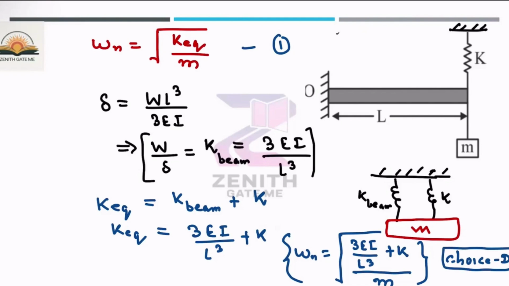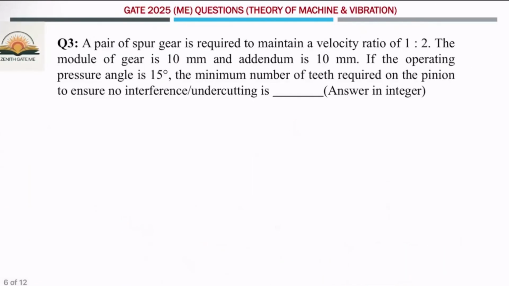Okay. Now the next question from the theory of machine, that is from the gear chapter. A pair of spur gear is required to maintain a velocity ratio of 1:2. The module of gear is 10 mm. Addendum is given as 10 mm. If the operating pressure angle is also given, that is 15 degree, the minimum number of teeth you have to calculate on the pinion so that there will be no interference. You have to give the answer in the integer. Okay, that means you have to round off to the integer value.